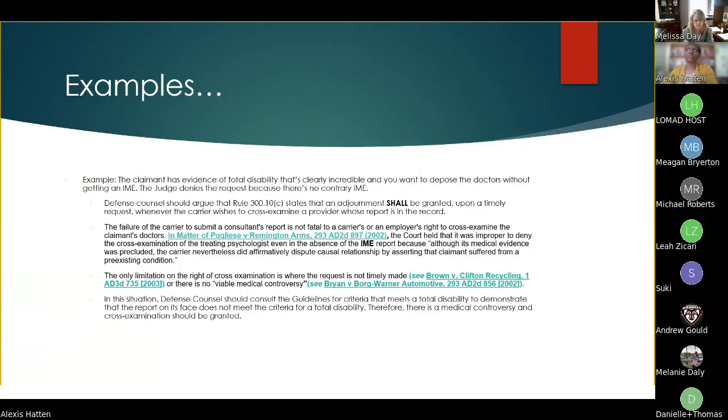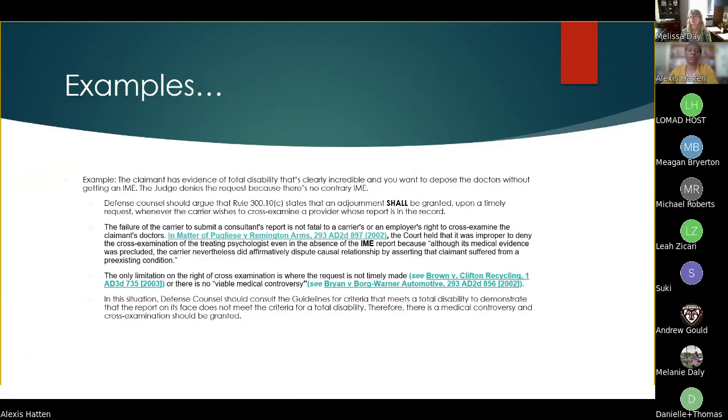some judges will say there's no viable medical controversy because there's no contrary IME. That's not true. You can raise a viable medical controversy solely by arguing against causal relationship. If there's something in the report that makes you think it's not causally related, or for example, if you have an ISO report that indicates another injury, or the claimant had another injury, you yourself can raise that viable medical controversy. It doesn't have to be the medical report raising it.